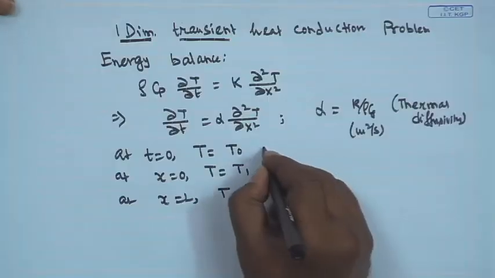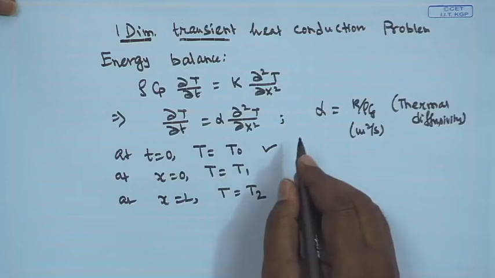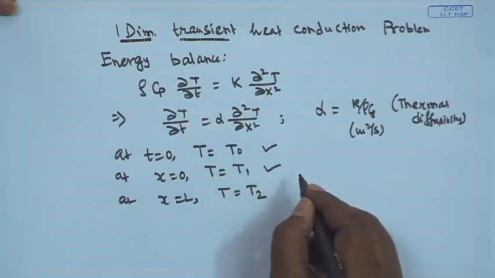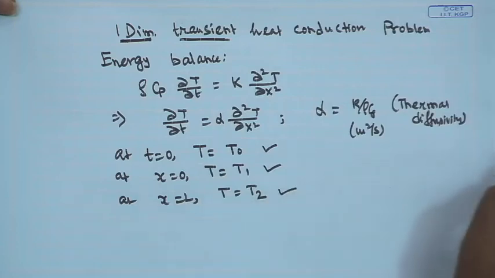If you look into this problem, there are 3 sources of non-homogeneity present. One source of non-homogeneity is in the initial condition, another is the boundary condition located at x equal to 0, and another is the boundary condition located at x equal to L. So, what we will do next is make it non-dimensional, and during the non-dimensionalization we will try to minimize the number of non-homogeneities in the system, so that the rigidity of the solution will be decreased.